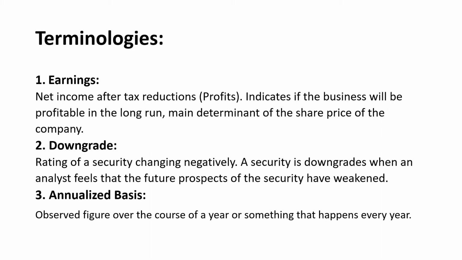So here are the main terminologies I found. The first one is earnings. Earnings are the net income after tax deductions of a company, so basically the profits. And earnings indicate if the business will be profitable in the long run. So it is the main determinant of the share price of a company.